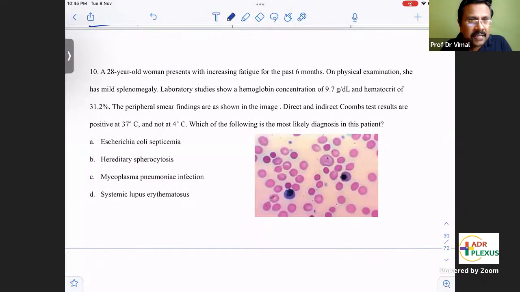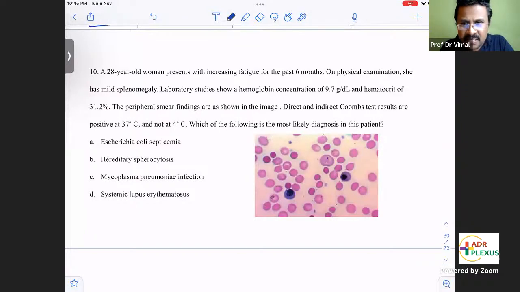So let us see another important question. A 28-year-old woman presents with increasing fatigue for the past 6 months. On physical examination, she has mild splenomegaly. Laboratory studies show a hemoglobin concentration of 9.7 gram per deciliter and a hematocrit of 31.2%. The peripheral smear findings are shown in the image. Direct and indirect Coombs test results are positive at 37 degrees and not at 4 degrees.